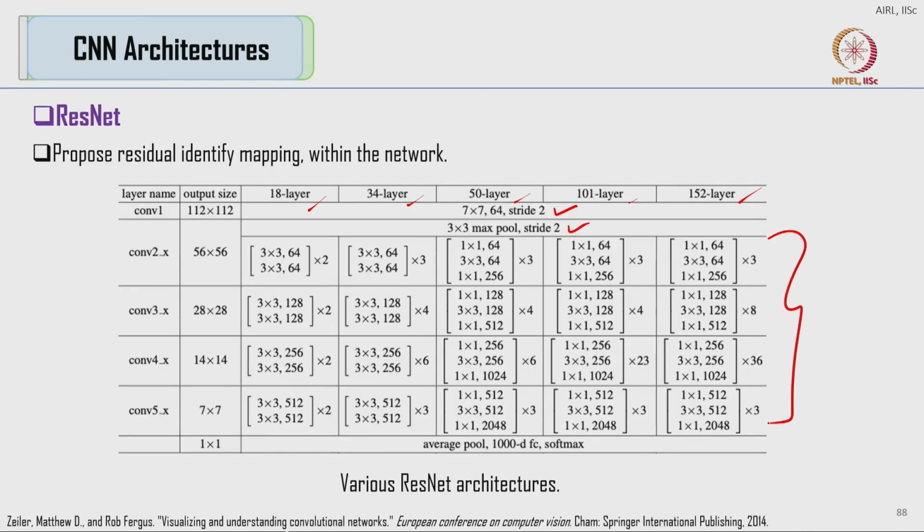So let us take the 18 layer variant. We will have 2 convolution layers of 3x3 kernel size depth 64 followed by 3x3 kernel size depth 64. After this there would be a skip connection and this would be repeated 2 times, and this goes on similarly for others, right. So we can take one more example of layer 34.